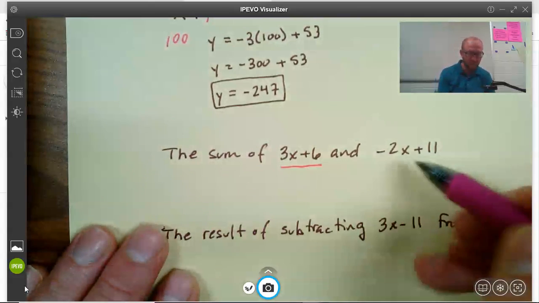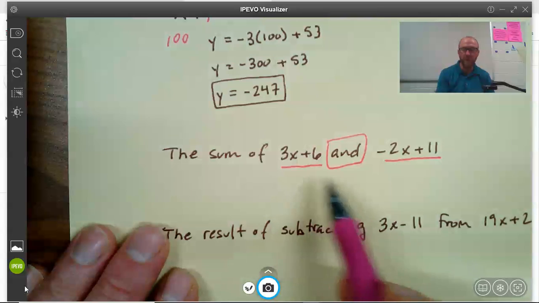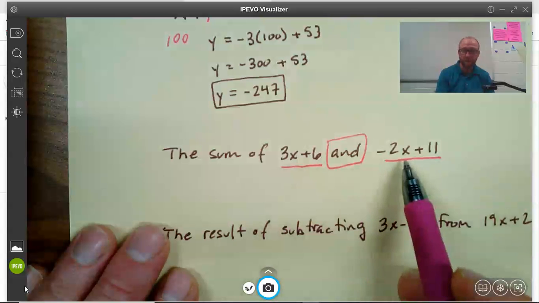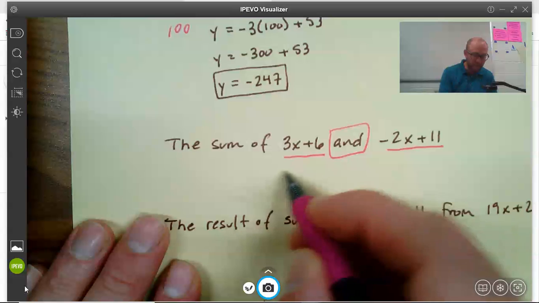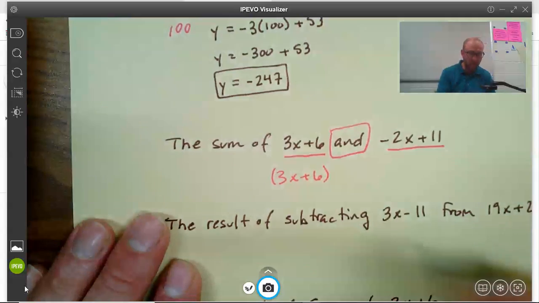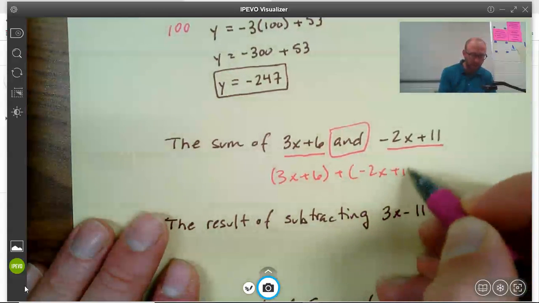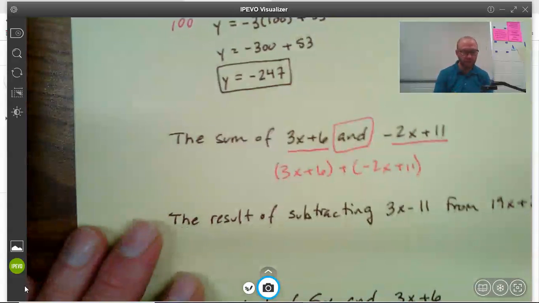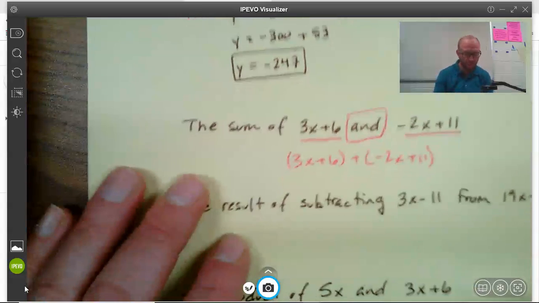The sum of means addition, and whenever you see the sum of, you'll usually see blank and blank. Right? So the two things that are being added are this 3x plus 6 and this negative 2x plus 11. So I'll just write this out as 3x plus 6, in parentheses, plus negative 2x plus 11. It's always a good idea to wrap these things in parentheses when you bring them together, because you never know when the parentheses might be necessary. Here they're not really, but it's okay.